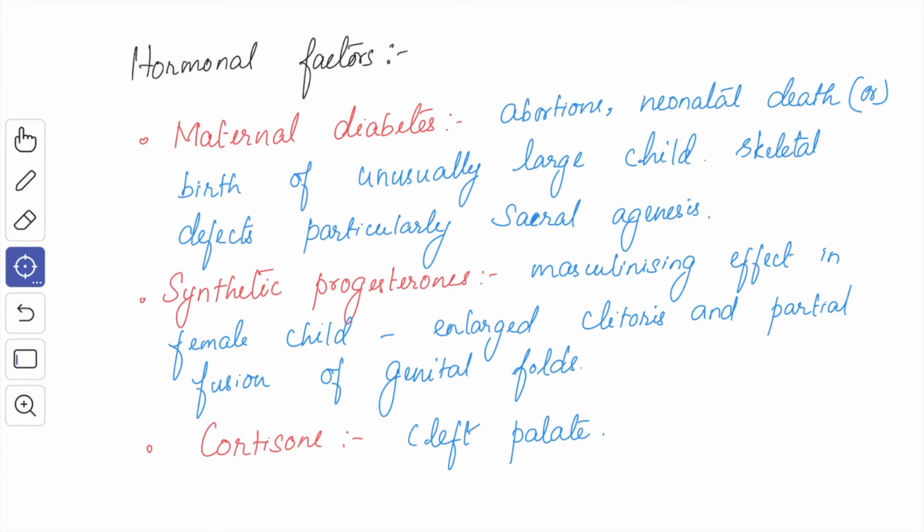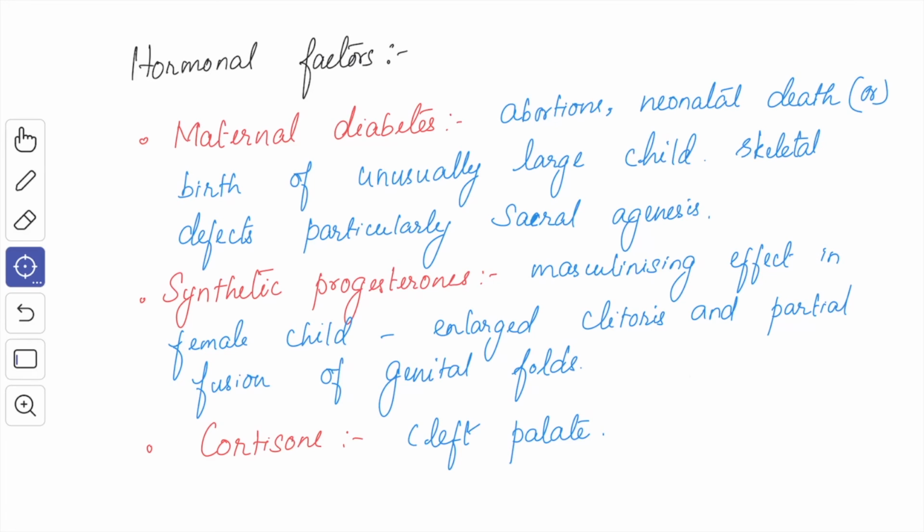Next, we'll see about the hormonal factors. First is maternal diabetes. Maternal diabetes during pregnancy is associated with abortion or neonatal death or birth of an unusually large child. A variety of malformations have been observed, in particular skeletal defects with agenesis of the sacral vertebra.